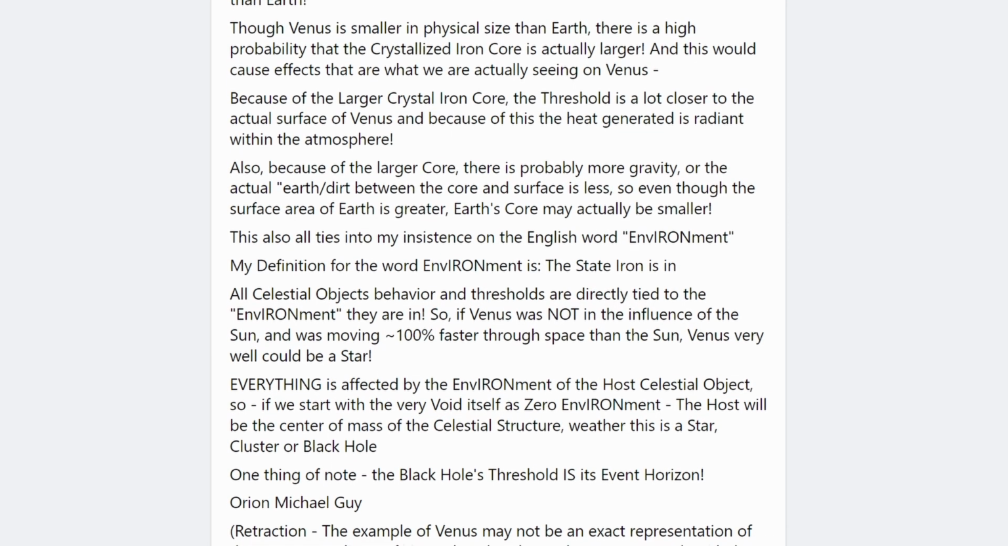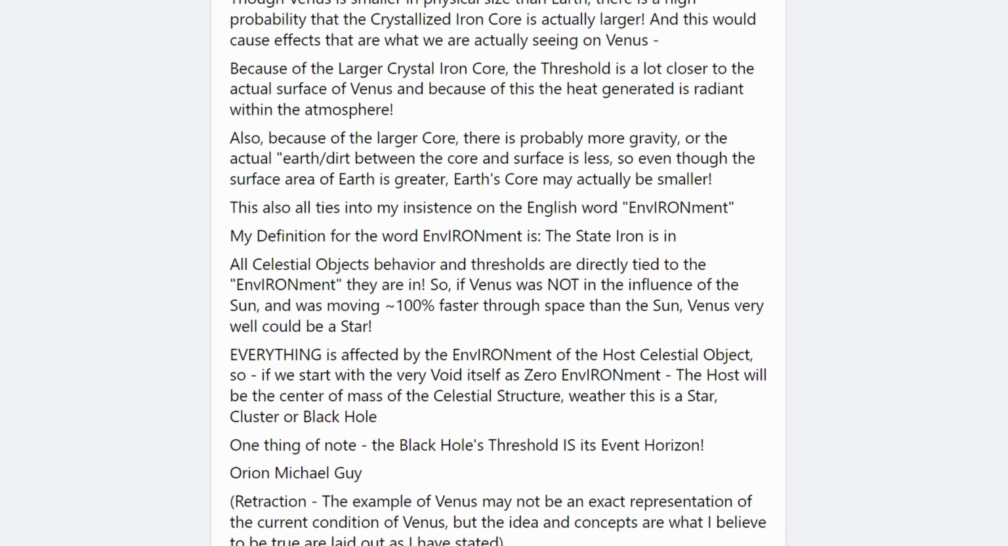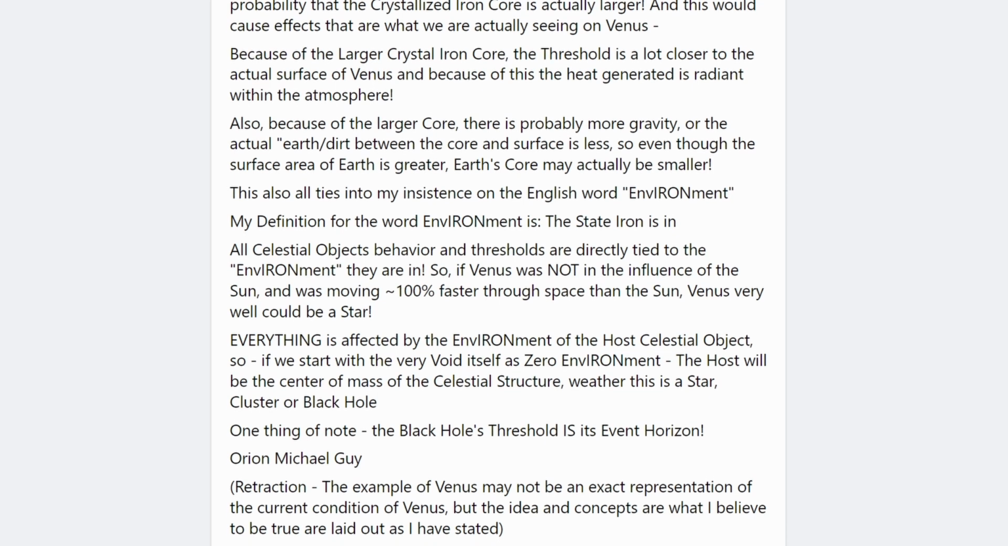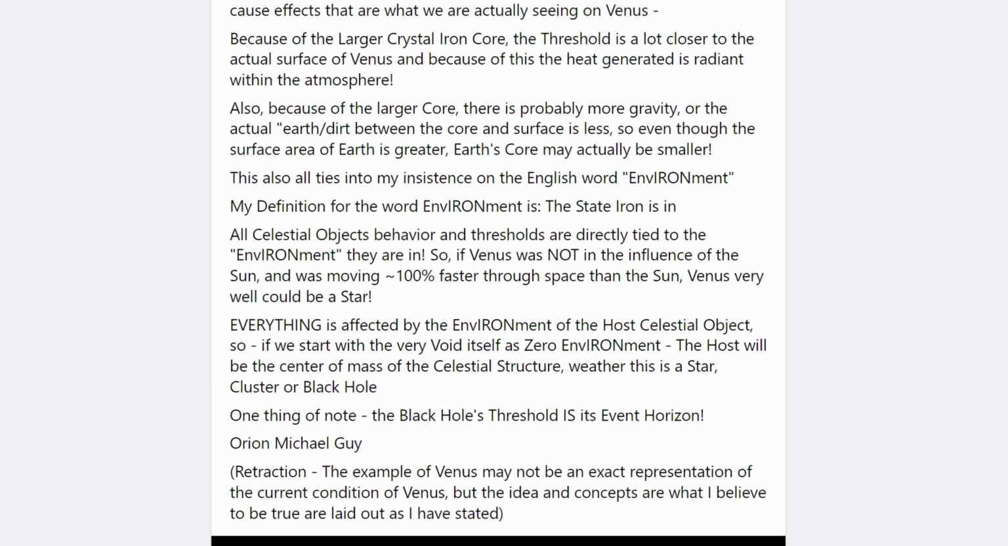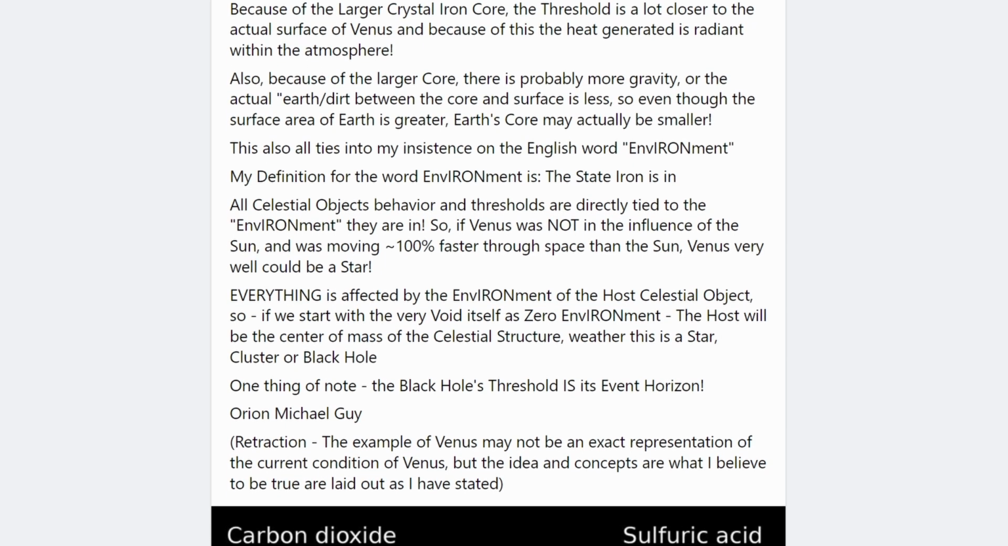Everything is affected by the environment of the host celestial object, so if we start with the very void itself as zero environment, the host will be the center of mass of the celestial structure, whether this is a star, cluster, or black hole. One thing of note, the black hole's threshold is its event horizon.